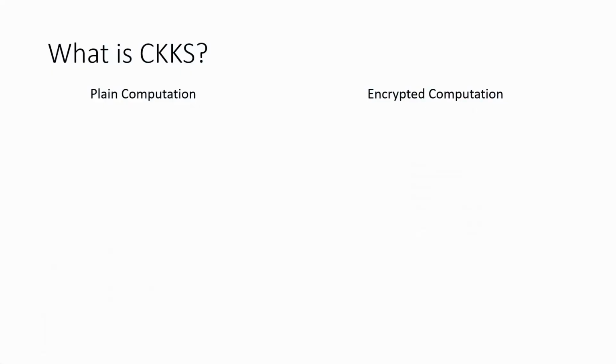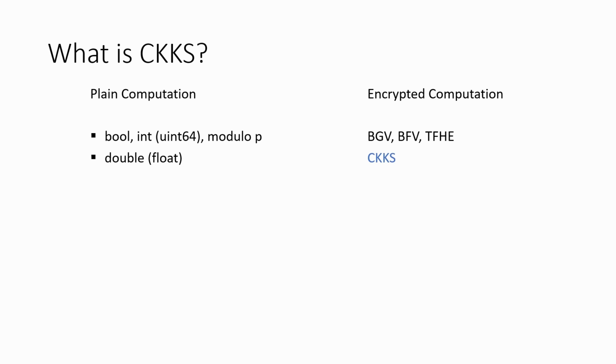So HE technology basically brings the plain computation to the encrypted world. Most of the homomorphic encryption schemes, including BGV or BFV, support discrete computation, as explained in the previous session, such as Boolean arithmetic or integer arithmetic or modulo P operations. But in practice, we also use some other variable types, such as double, to take some advantage of approximate computation. And CKKS natively supports encrypted approximate arithmetic.